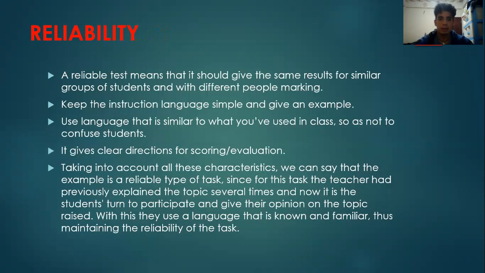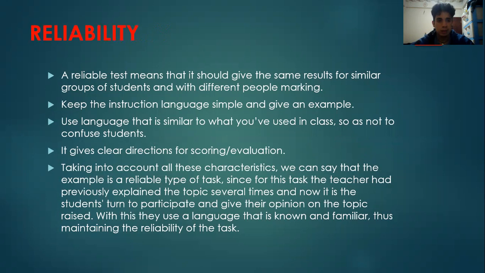Okay, the next principle is reliability. A reliable test means that it should give the same results for similar groups of students and with different people marking. Also, it keeps the instruction language simple and gives an example. Also, a reliable test uses language that is similar to what you have used in class before, so as not to confuse the students. And also, it gives clear directions for scoring and evaluation.